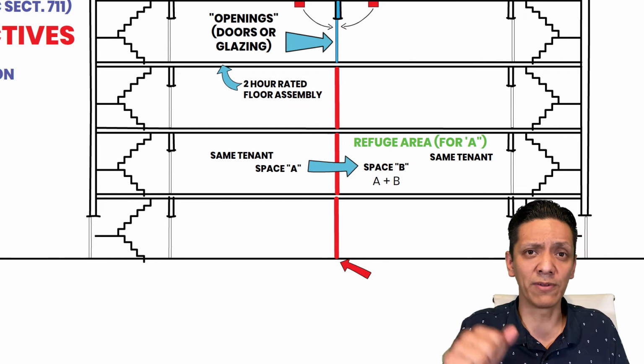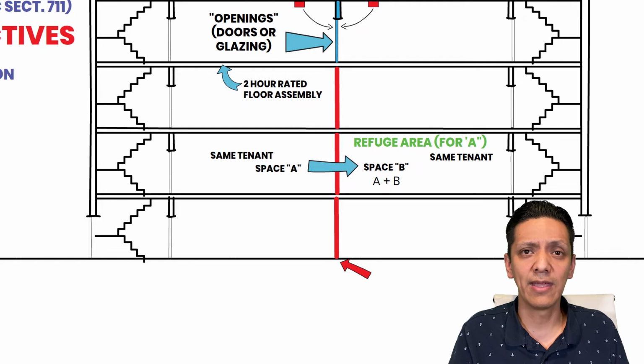All they have to do is pull a fire alarm and all of a sudden the door into your space opens. There's no security in that. That's why it's often the same tenant on both sides of that horizontal wall.